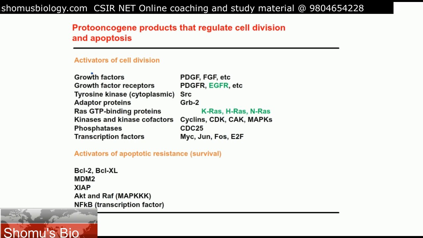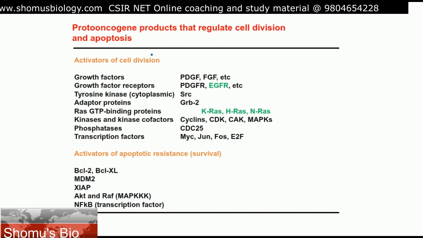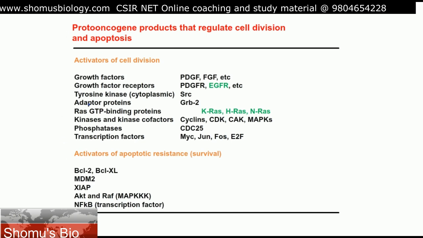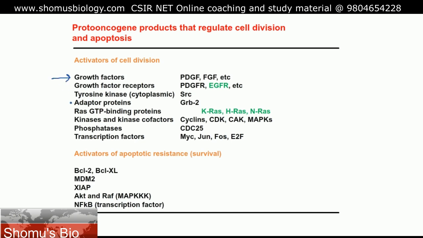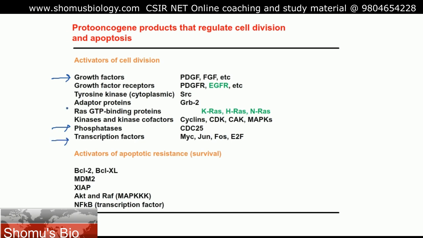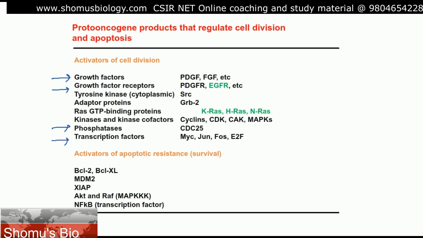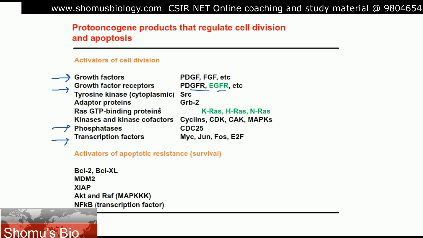So, for example, tumor suppressor genes can be of different types. In this case, these are all oncogenes. Oncogenes can be of different types, like growth factor, phosphatase enzyme, or transcription factor. It can be a growth factor receptor, like PDGF, FGF. These are oncogenes: PDGFR, EGFR.